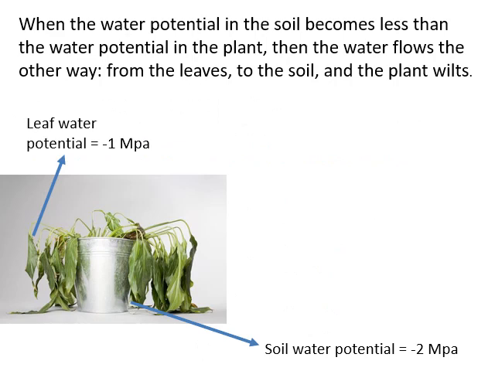Of course, it sometimes happens that the water potential in the soil becomes less than the water potential in the plant, and I've always told you that water moves towards the more negative water potential. So in that case, water flows the other way, from the leaves to the soil, and the plant wilts. In this example, we've got a poor wilted pot plant that hasn't been watered, so the plant has wilted because the soil water potential is lower than the leaf water potential.